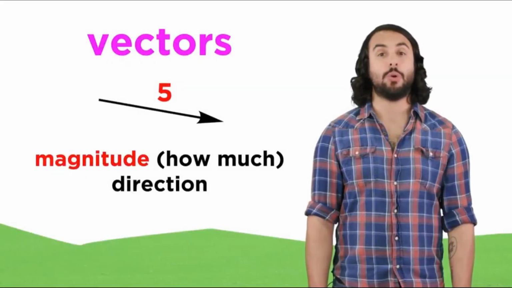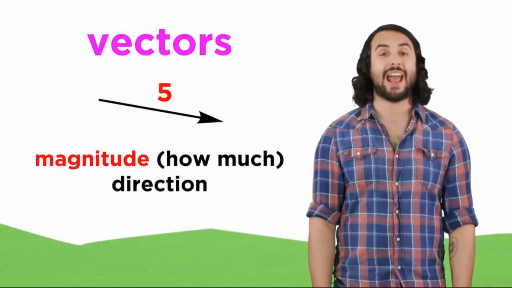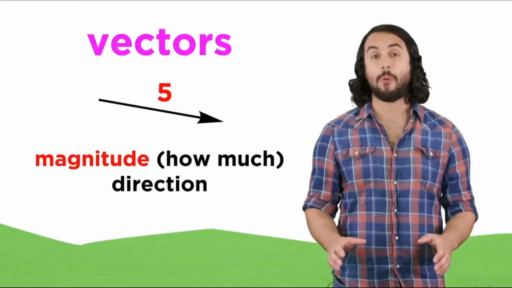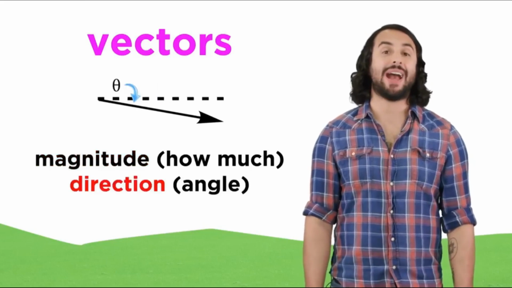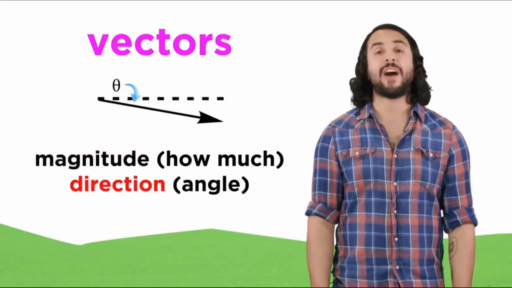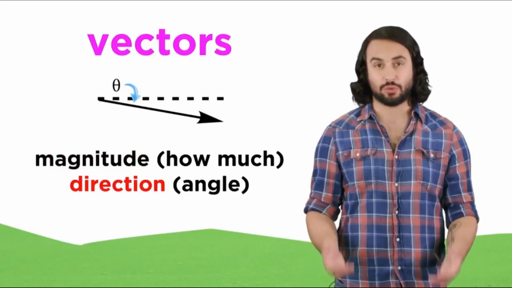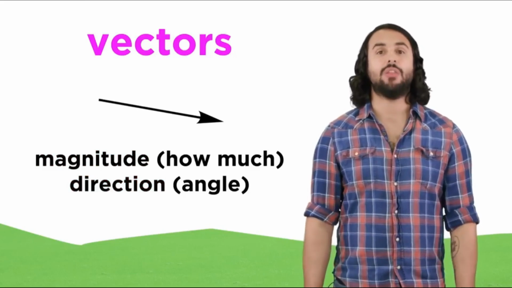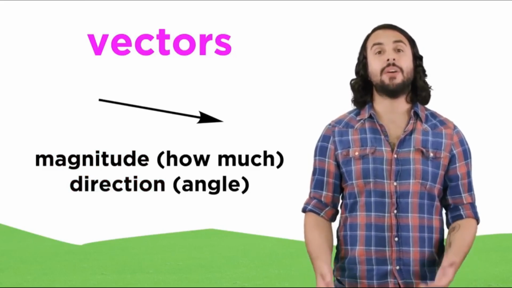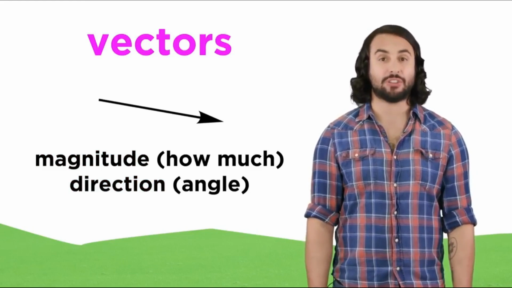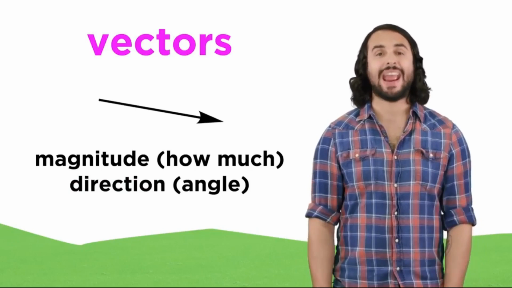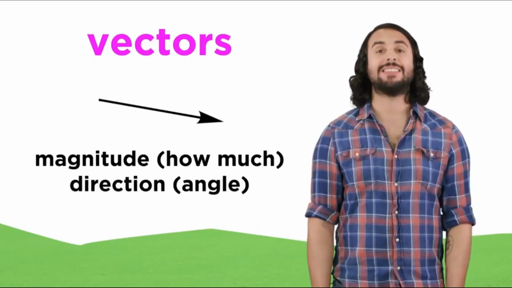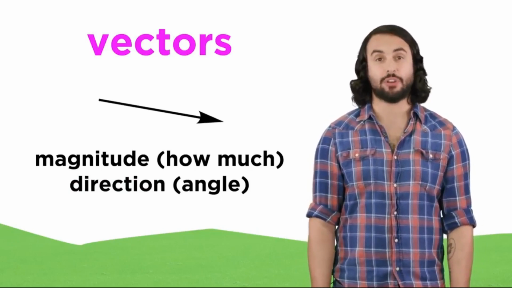The magnitude will be a number, so a vector can have a magnitude of 5. This is the part that tells us how much. But it also has a direction, meaning 5 of something in a particular direction. This is why we represent a vector with an arrow. The length of the vector tells us the magnitude, so a longer vector means a greater magnitude, and the direction the arrow points, relative to some axes, tells us the direction of the vector.